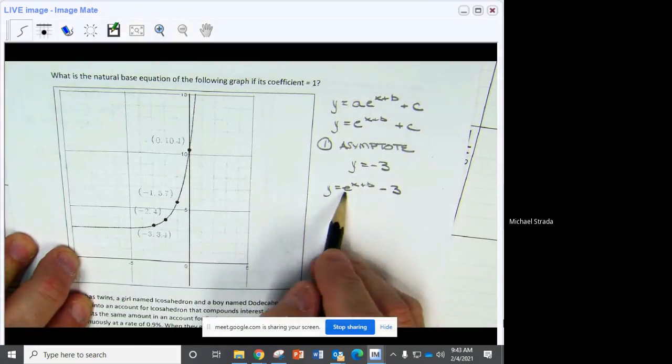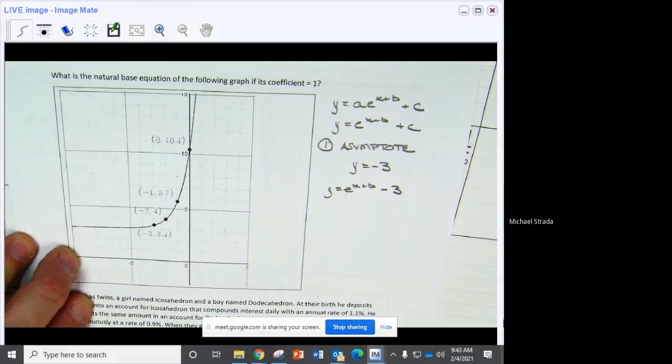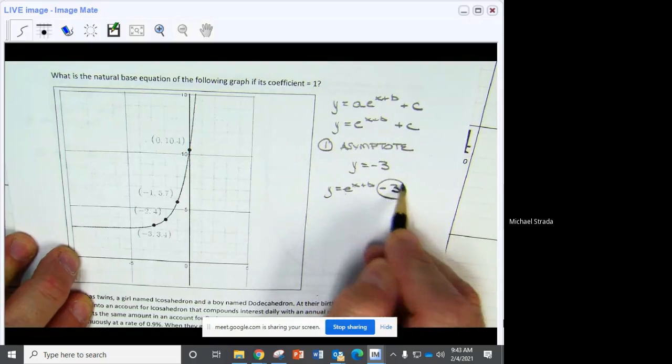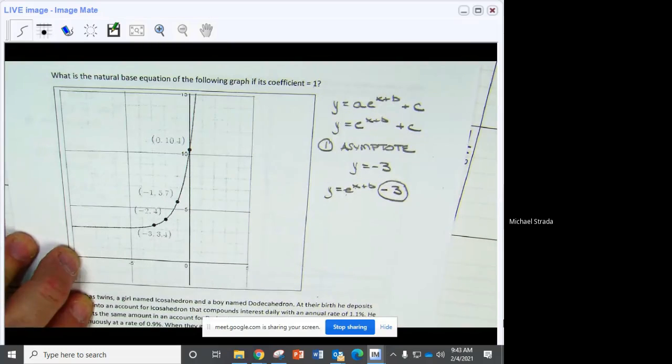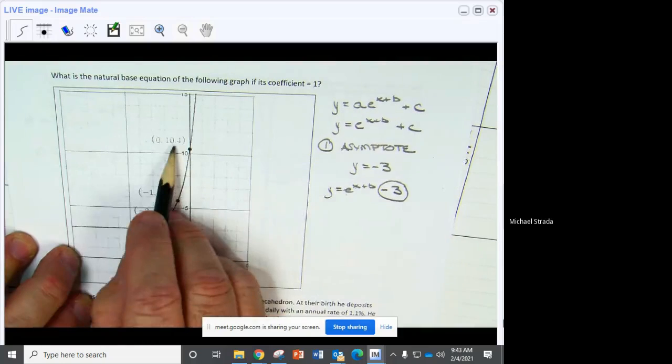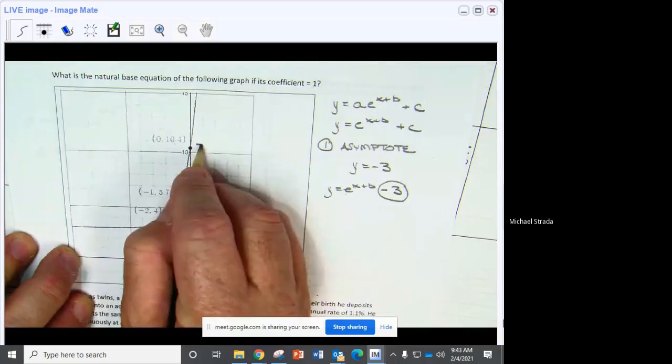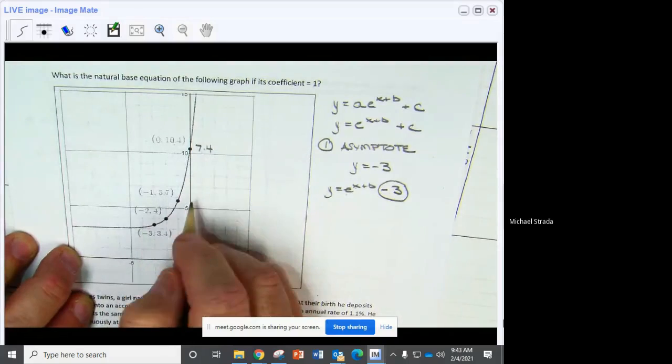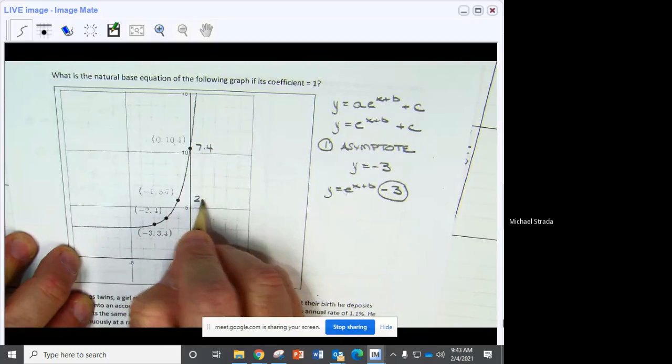The e is going to be there. The x is going to be there. We got to figure out this. Okay. Take whatever this value is and subtract it from your y. In this case, subtract because it's negative. If it was plus, you would add it. In other words, 10.4 minus 3 is 7.4. 5.7 minus 3 is 2.7.